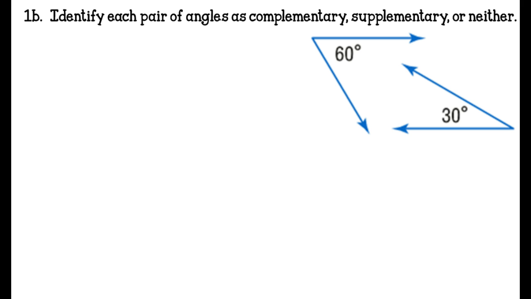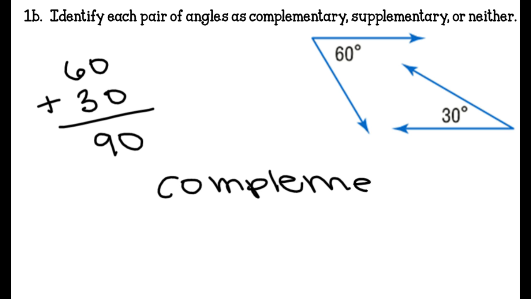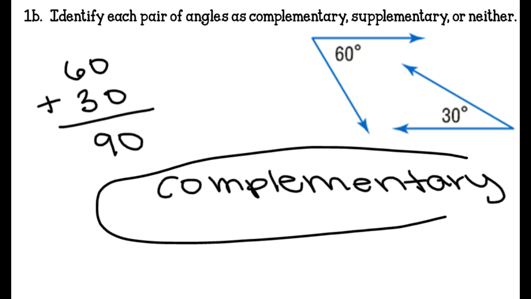1B, identify each pair of angles as complementary, supplementary, or neither. When they're far apart like that and not next to each other, it's harder to see, so I just go ahead and add them. So I do 60 plus 30 is 90. And so if these angles add up to 90, they are complementary. That is the definition of complementary angles. So I go ahead and write that and circle it. And that's my answer.